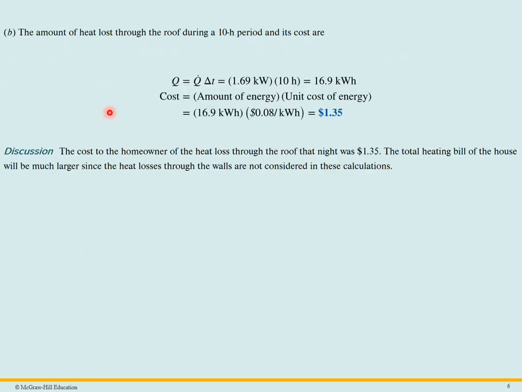For part B, we want to calculate the amount of heat. It's the heat rate, 1.69 kilowatts, times 10 hours. So that's 16.9 kilowatt hours, and the unit cost is 8 cents a kilowatt hour. You can multiply that by the kilowatt hours, and you get about $1.35.